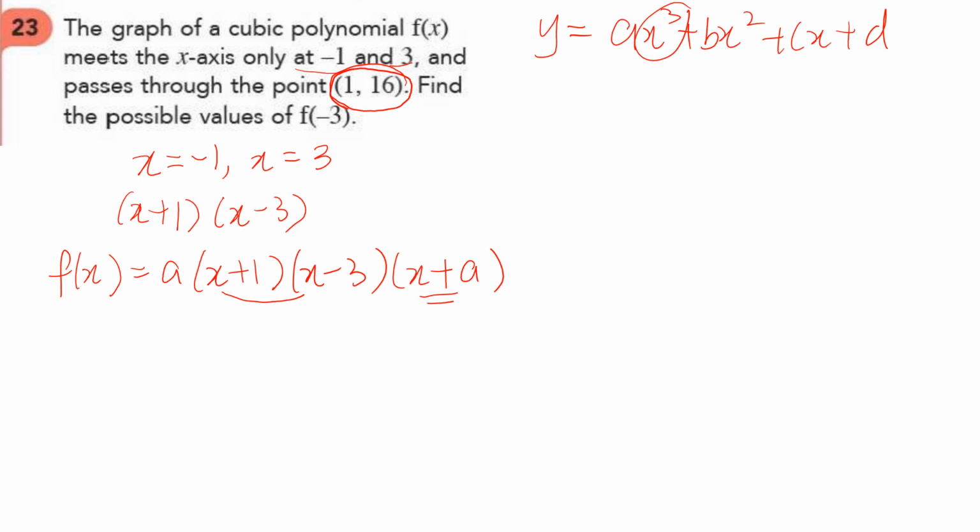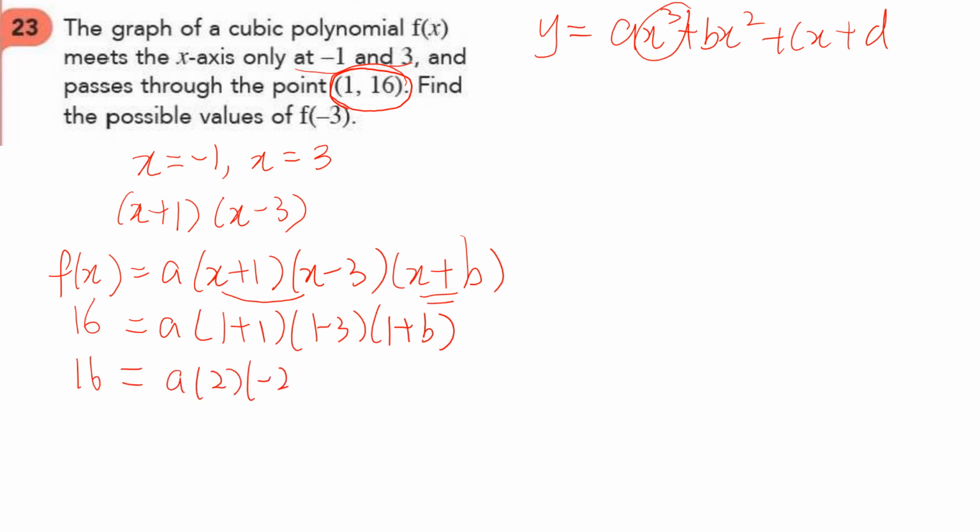Oh, I cannot call it a. Sorry, there's already an a there. So I will just have to call it b. So how do I go about it? I've got 2 unknowns, but I have only one piece of information, where x is 1, then f of 1 is 16. So 16 equals a times (1 plus 1), (1 minus 3), (1 plus b). So 16 is equal to a times 2, -2, -4a.